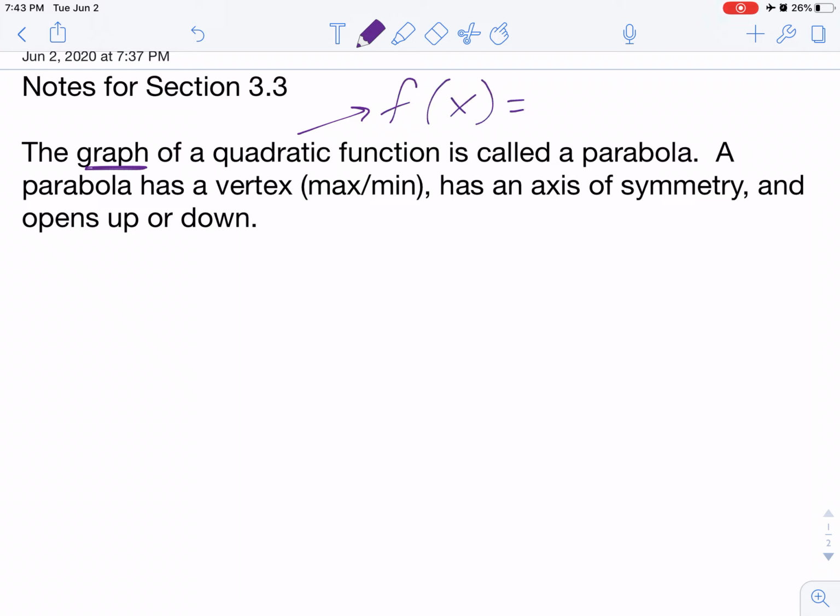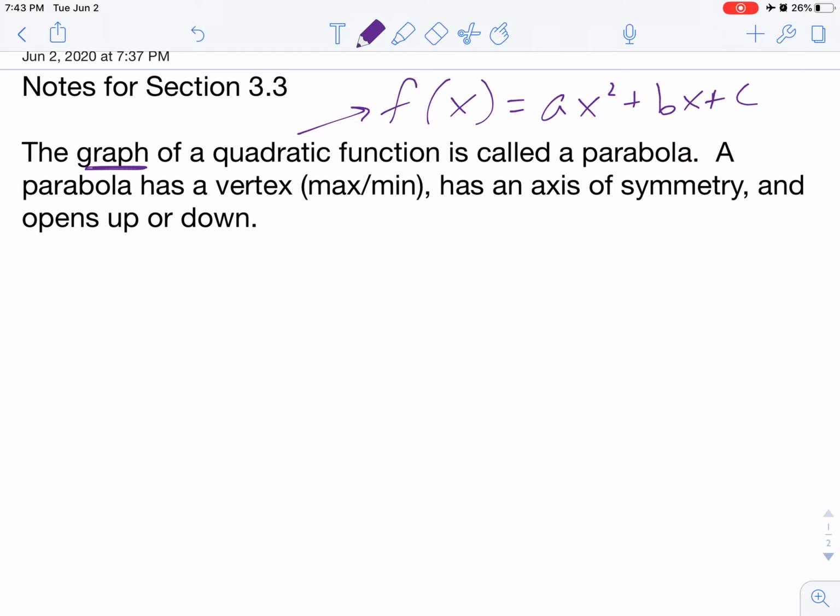So you'll recall that a quadratic function is of this form: f of x equals ax squared plus bx plus c. We're going to be graphing things like that in this section instead of just solving for x. So we're going to be graphing parabolas. These things are called parabolas.